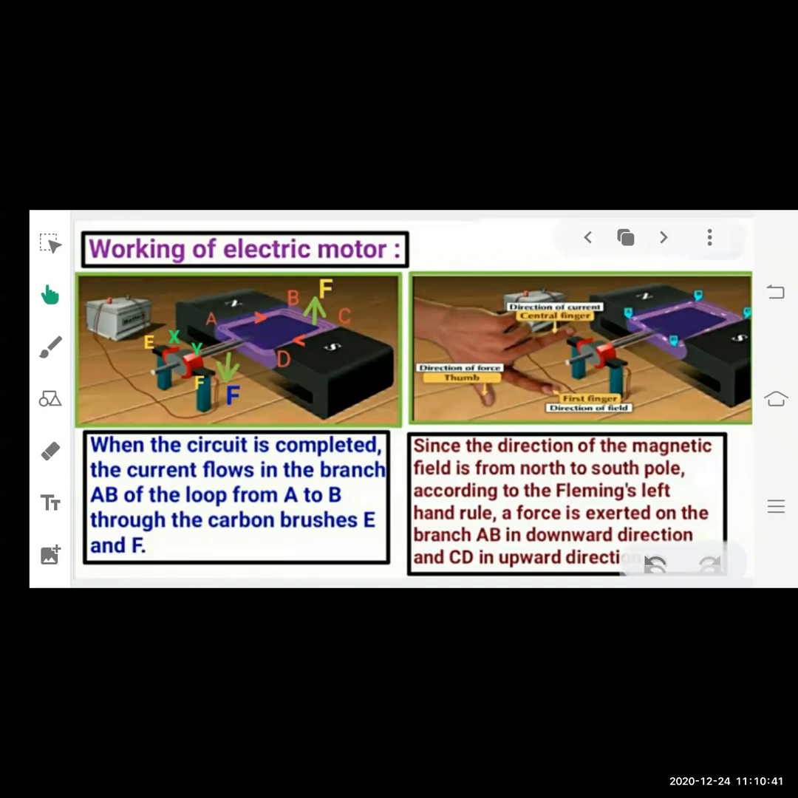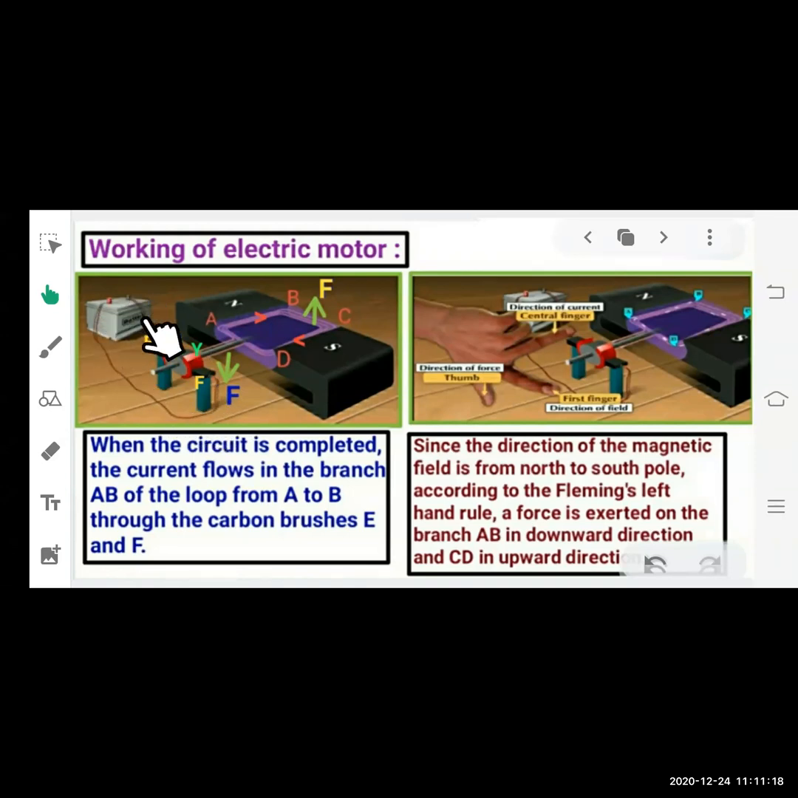Now if you look at the picture, this is the magnet, north and south pole. Then this is the armature coil represented by the purple line, connected with a wire, and these are the red colored split rings. You can see it is split in between, divided into two parts. Two split rings are present, represented by X and Y, and then you can see the black colored carbon brushes E and F, which are connected to the battery.